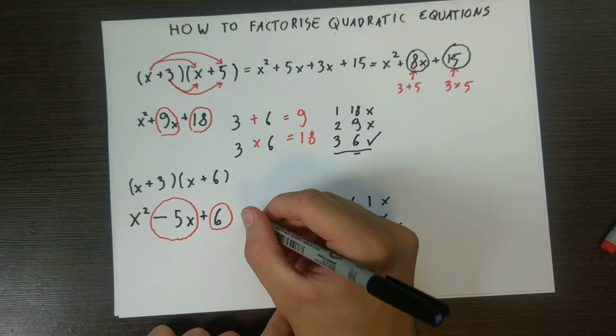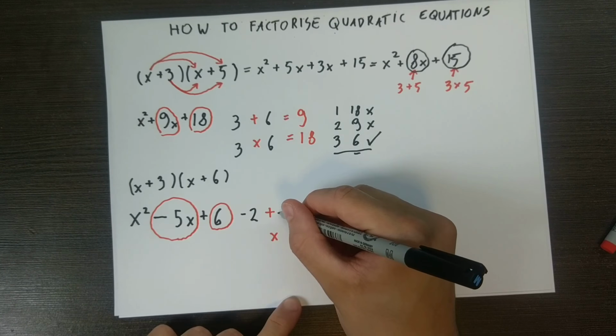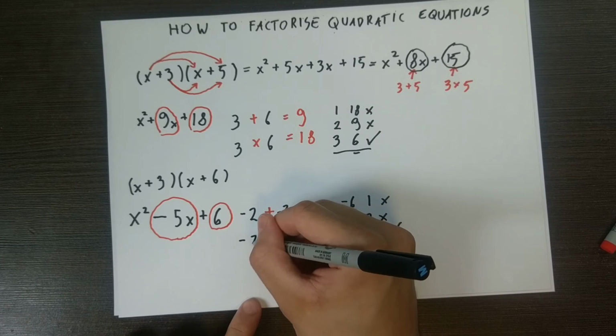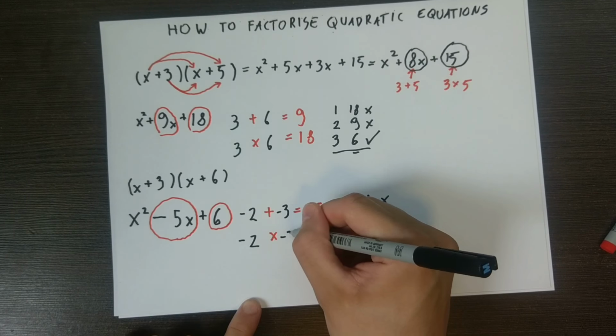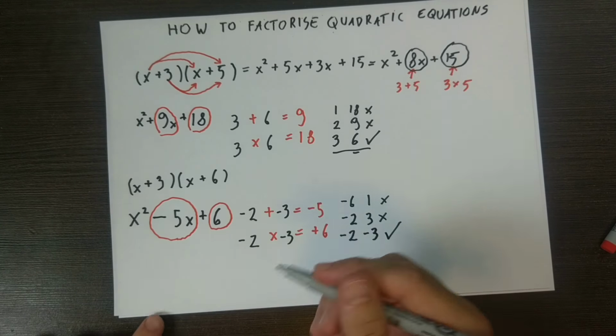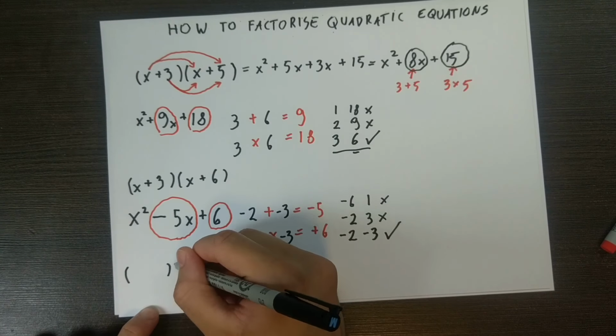So, as we can show here, negative 2 plus negative 3 equals negative 5. Negative 2 times negative 3 gives us a positive 6. So we are almost done. As before, we just open up 2 brackets.